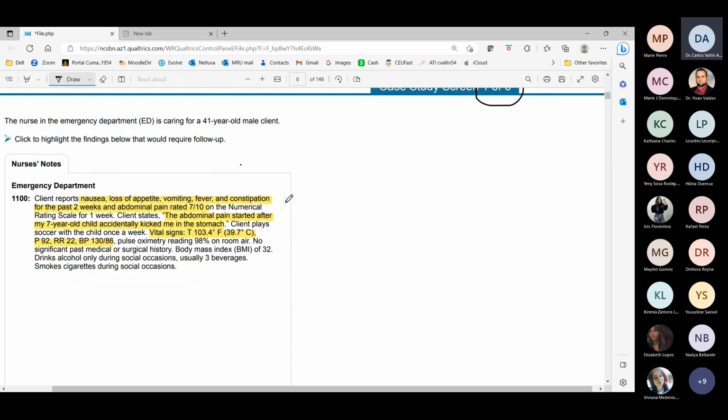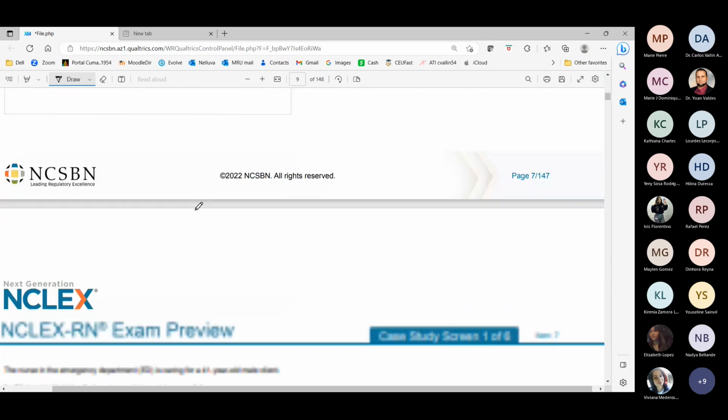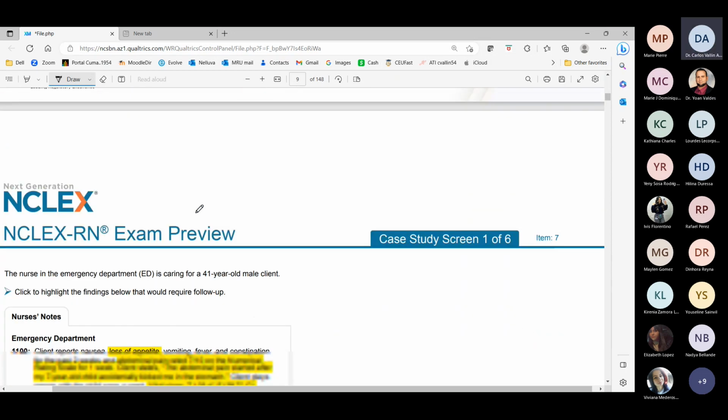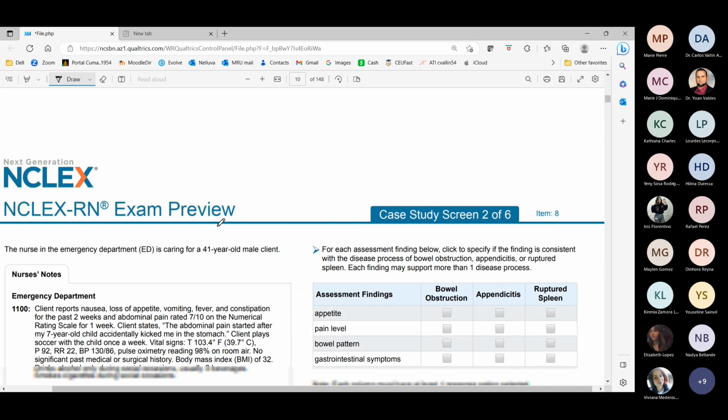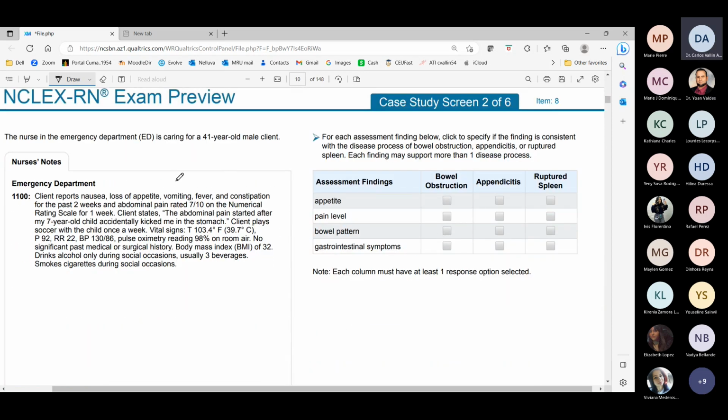So for each item, they're going to give you some credit, something like this. They give importance to the symptom, they give importance to the pain, and the trauma and the vital signs. Very good to the person who did that.